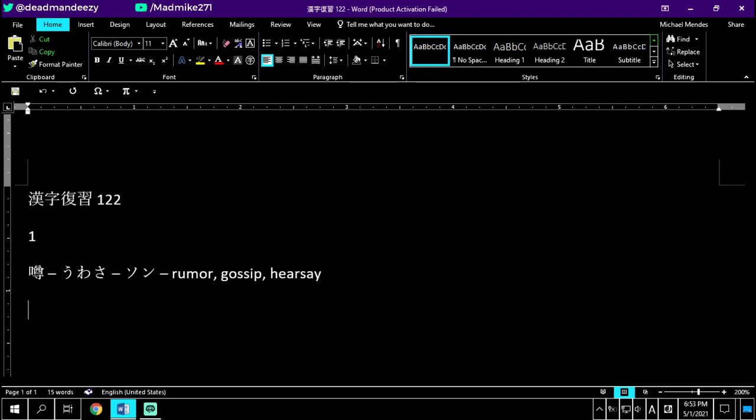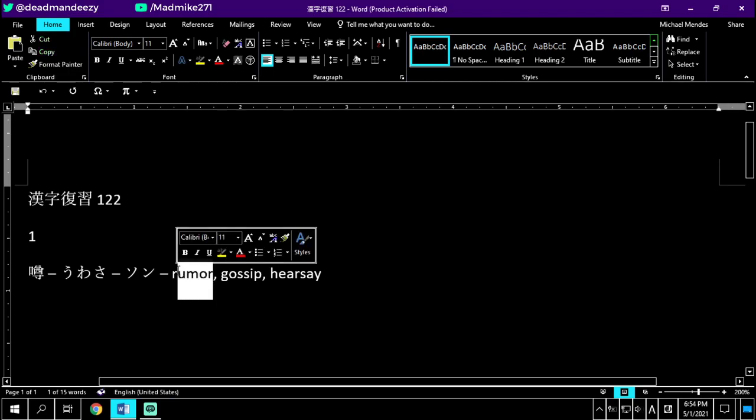Rumor, gossip, or hearsay. The radicals in the kanji are a mouth on the left side, speaking, 8. These two slanted lines are 8, over west, the kanji for west, 8 westward, and inch or part on the bottom here. So a talk that is 8 inches to the west is kind of how I like to think of rumors and gossip. They're 8 inches away from truth. Rumor and gossip is 8 inches away from truth.